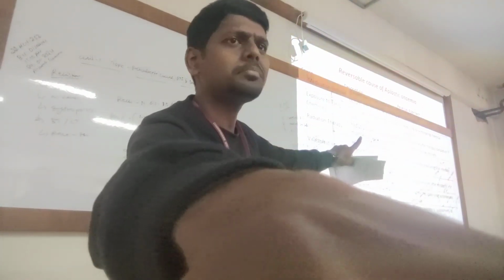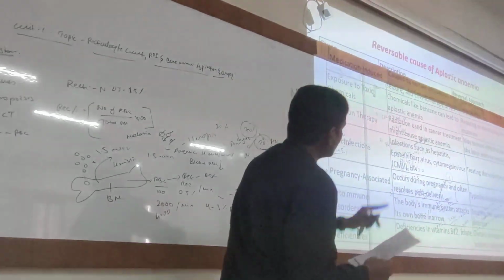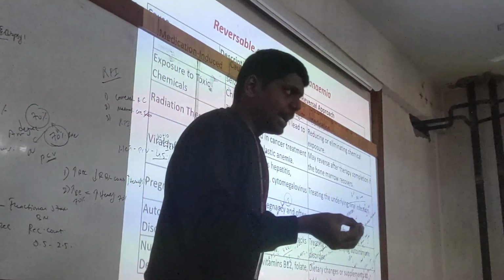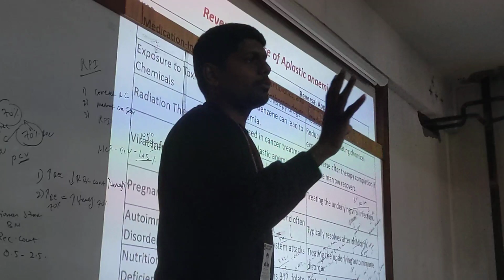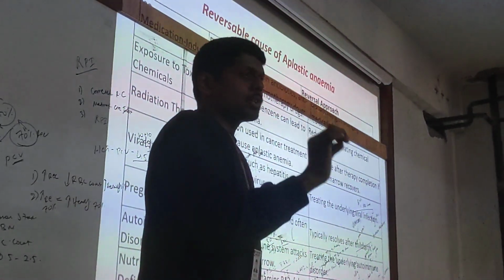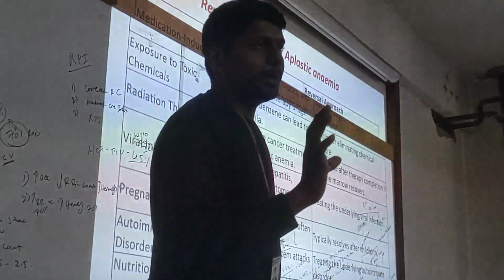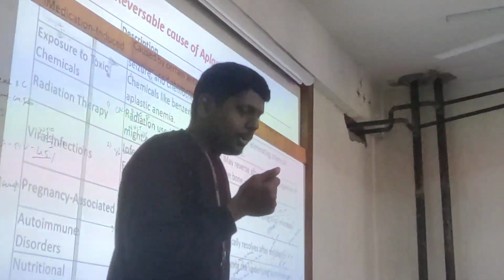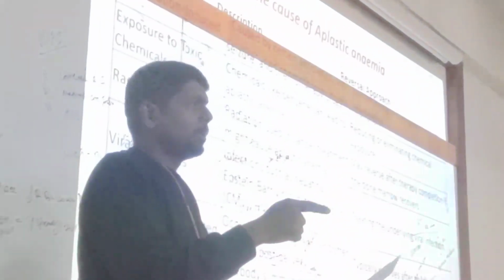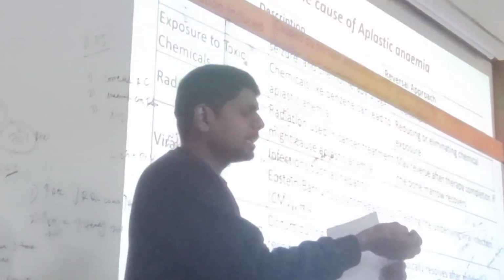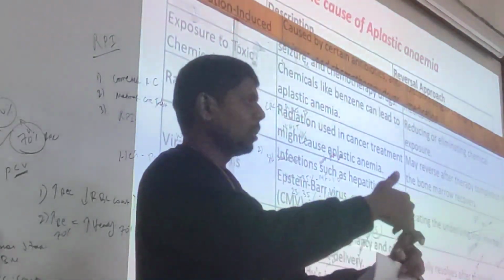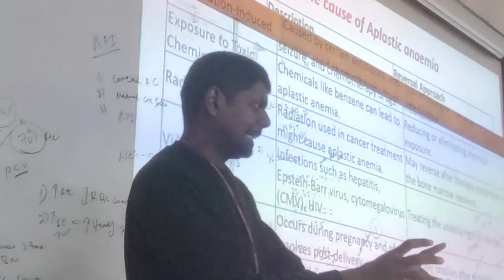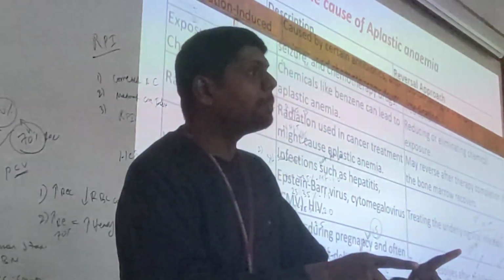Then I mentioned something called a reversible cause of aplastic anemia. This means in some conditions we purposefully destroy the bone marrow of the patient, such as in chemotherapy. Let me give one example. Maybe my patient has some cancer. What are cancer cells? Uncontrolled cell growth. So I give some tablets, and these tablets control the cells. That also causes the bone marrow to deplete.